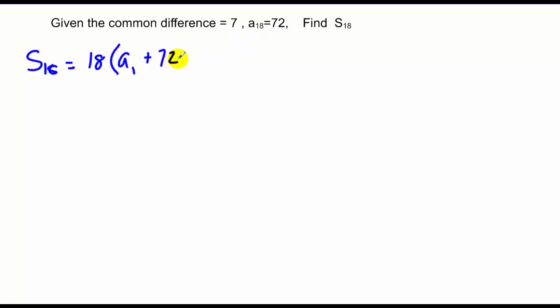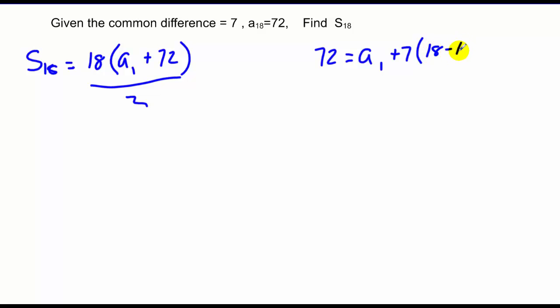That's 72 over 2. We go back to our sequence formula and say 72 equals that first term, which I don't know, plus that common difference, which I have, times the number of terms, 18 minus 1. So we have 72 equals that first term plus 7 times 17. So I take 72 minus 7 times 17, which gives me negative 47 for that first term.